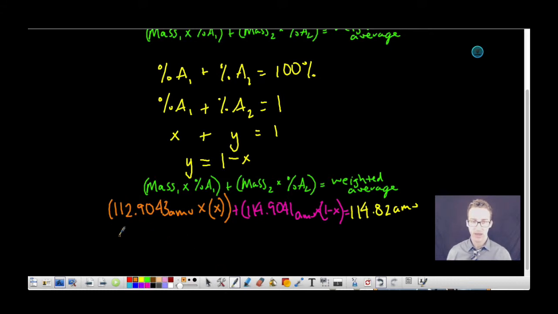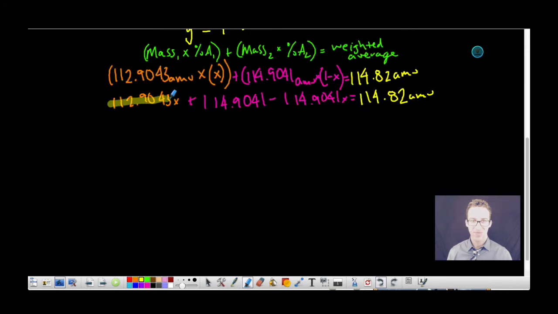Okay, so now we just have to use some basic algebra skills to solve this. We're going to rewrite simply 112.9043 times X. Then we're going to add to that, and distribute the 114.9041 through this expression here. So we're going to get 114.9041 minus 114.9041x equals our weighted average of 114.82. We're going to combine like terms here to give us negative 1.9998x plus 114.9041 equals the 114.82 AMU.